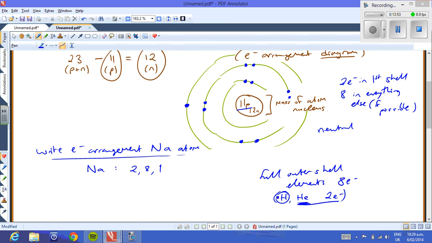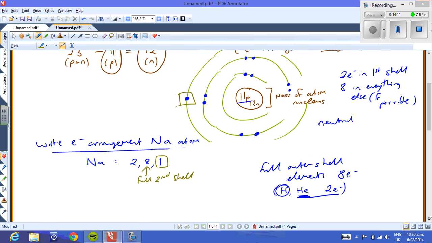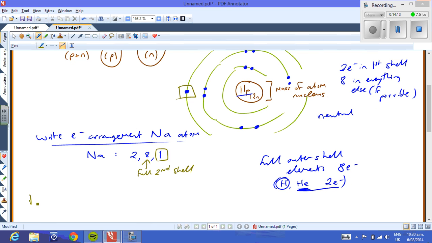So in the case of sodium, it's very easy, hopefully, to see either from the electron diagram or from the written electron arrangement that there is 1 rogue electron which sodium should happily lose, and then it will have a full second shell. So if the sodium atom loses 1 electron, it will form the Na plus ion.